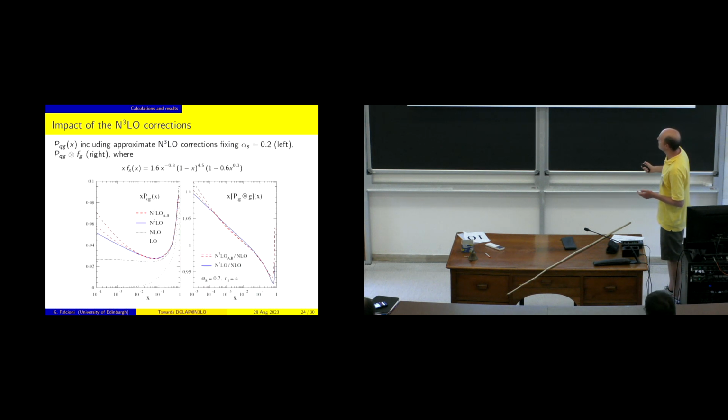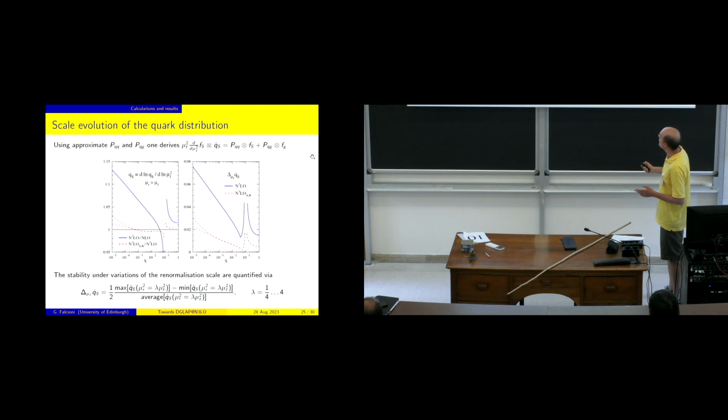Again, you construct everything, you construct the full approximation with fixing alpha strong at 0.2, and you can still see kind of a 10% order error in the approximation at low x, which again becomes much smaller after you convolute with the PDFs.